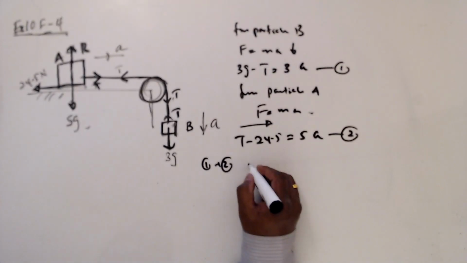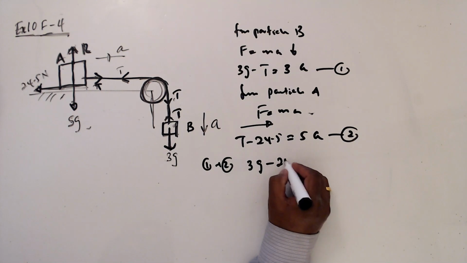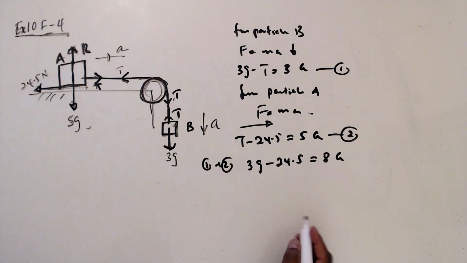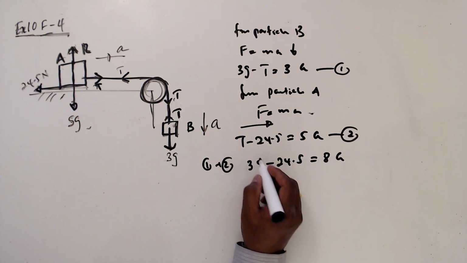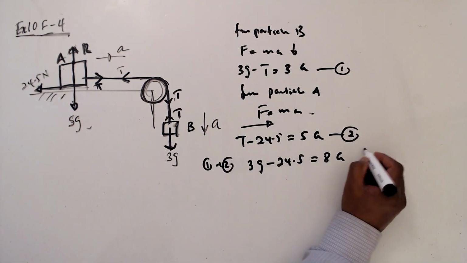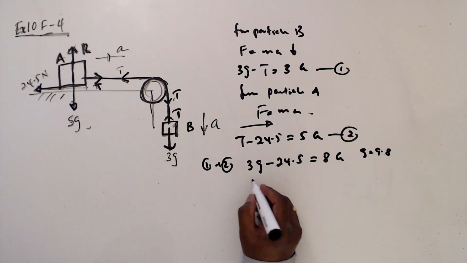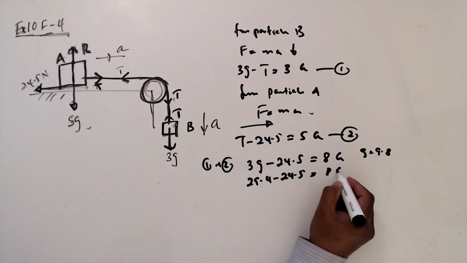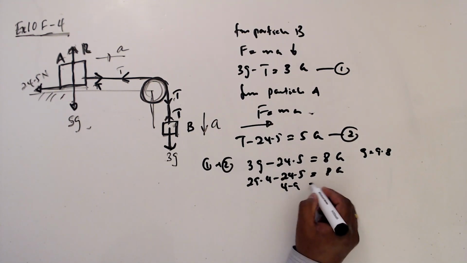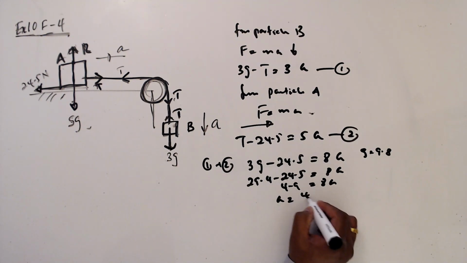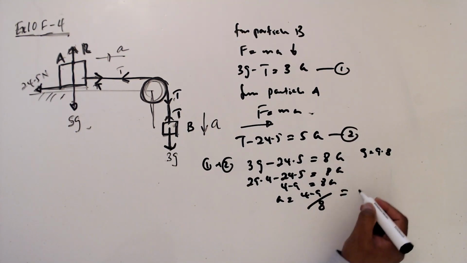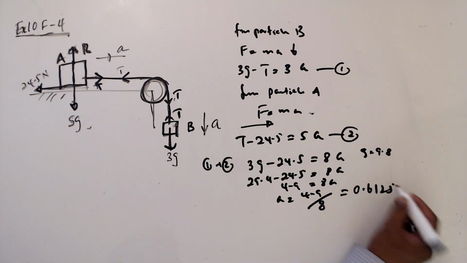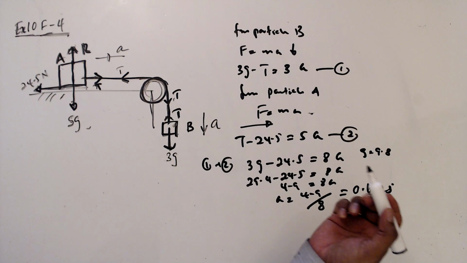3g minus 24.5 equals 8a. So this is 3 times 9.8, the g value is 9.8. So this is going to be 29.4 minus 5 equals 8a. 4.9 equals 8a. a equals 4.9 divided by 8. So this is 0.6125.